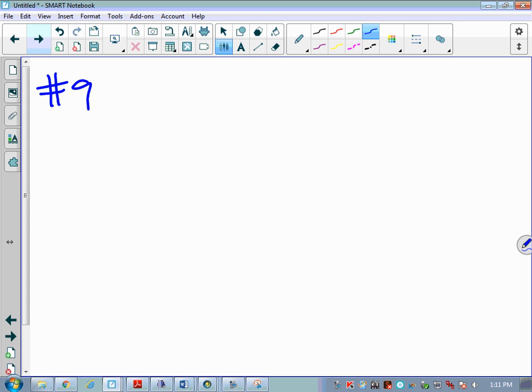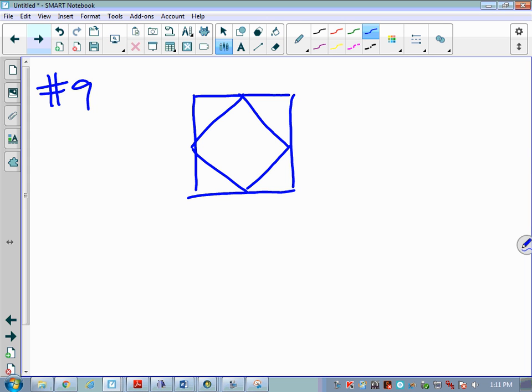All right, number 9. This is one that you want to pay attention to because it has the potential to be the toughest question on the test if you don't know what to do. What's the perimeter and the area of the middle square? Find the perimeter and the area of square ABCD, rounded to the nearest hundredth. 5 is the length of the whole side.